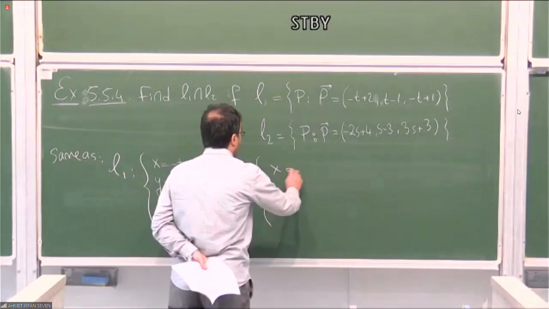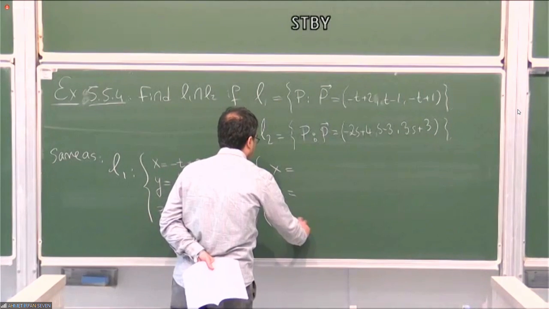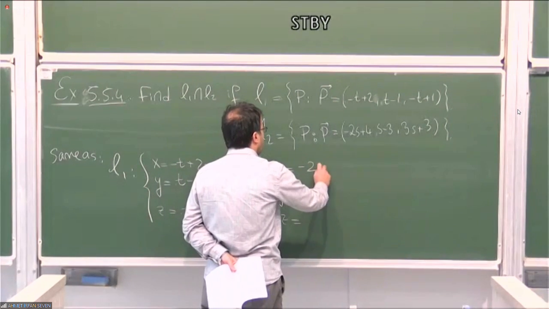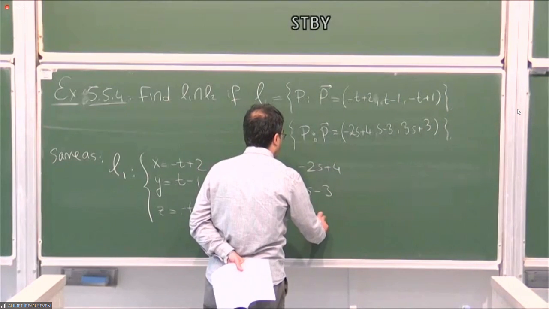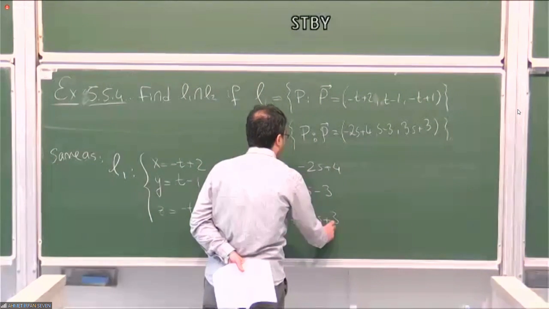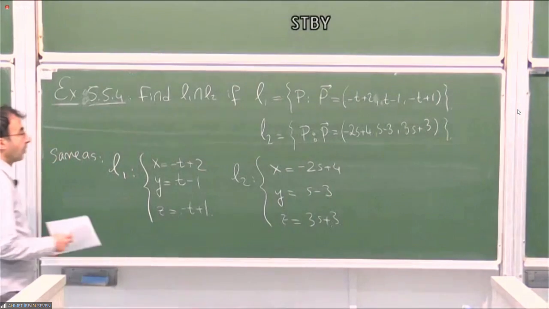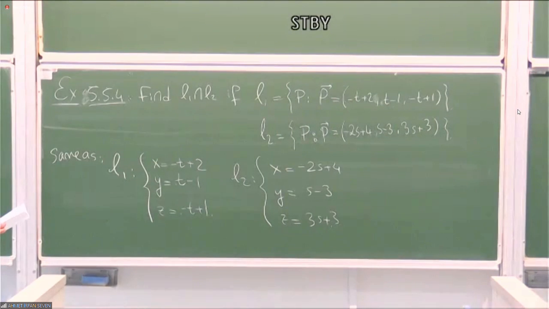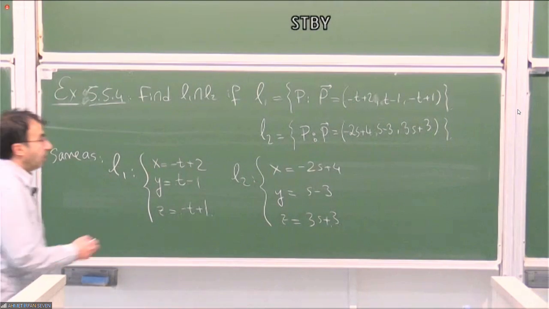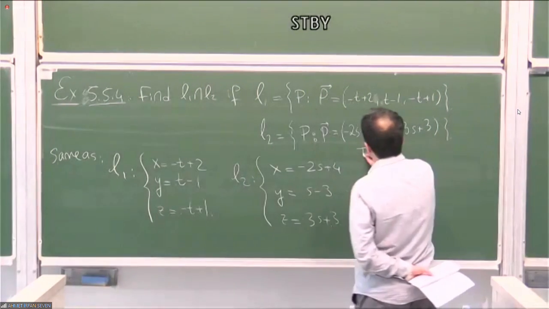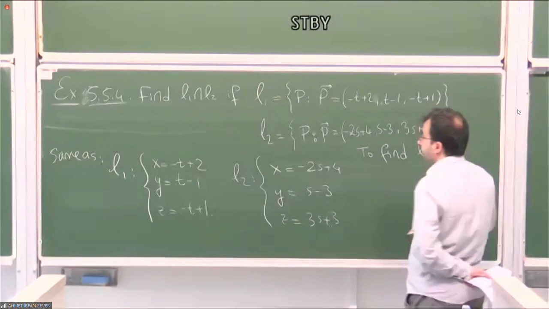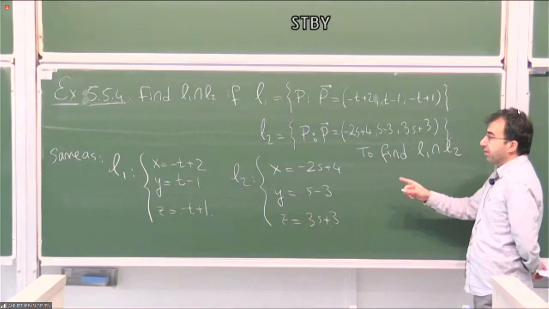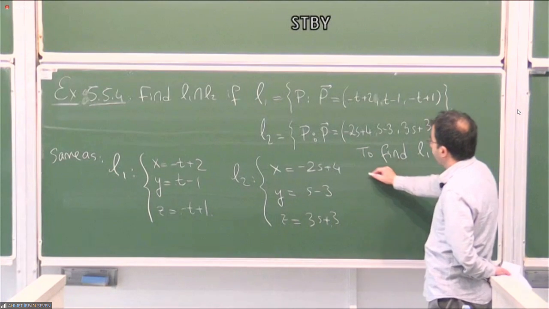L2 will be written as follows. X is minus 2s plus 4. Y is s minus 3. All right. We want to find the intersection. So you know how to find the intersection. To find L1 intersection L2, we equate these equations. So we need to solve.